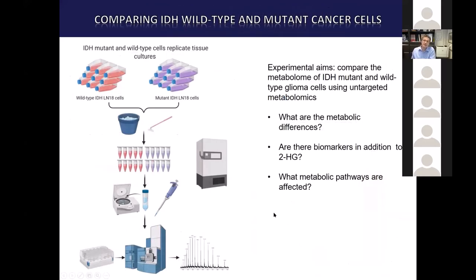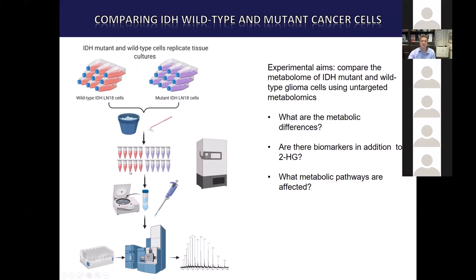So we decided to do some cell model studies first. And so we did what you can hopefully imagine from what I've been saying so far. We decided to do a case control type experiment. We got some LN18 IDH wild type cells. Those are glioblastoma cells that are just the wild type. And we also got a virally transfected mutant, so overexpressing the mutant of IDH in another set. And we did some tissue culture replicates, and we did a comparison, a metabolomics experiment, right?